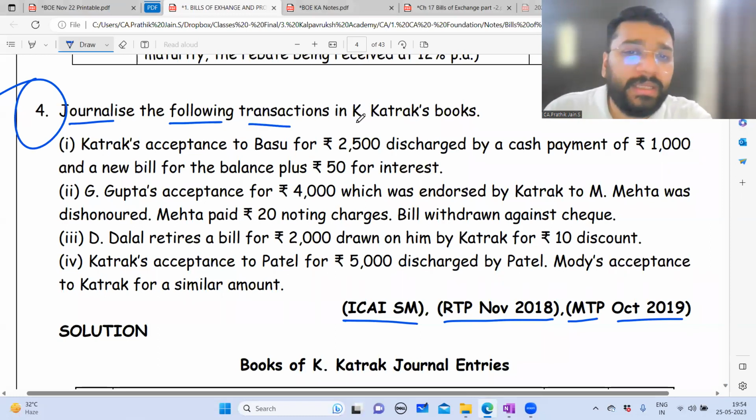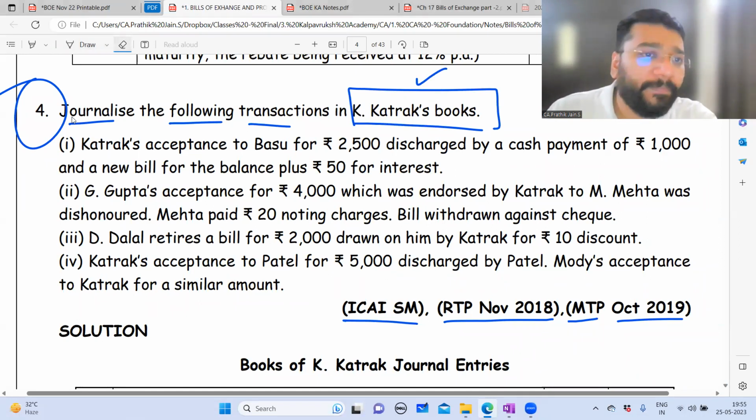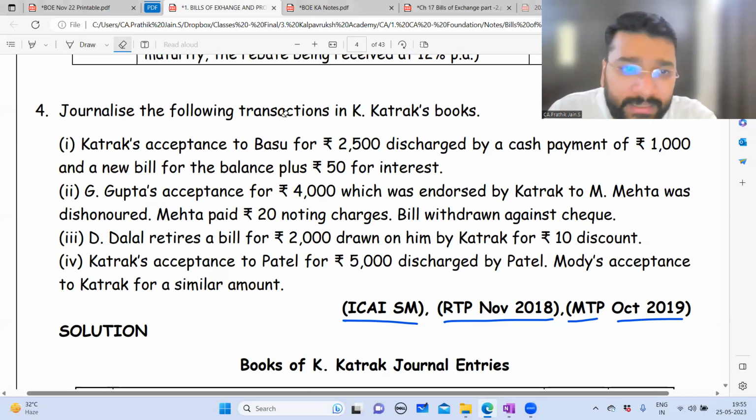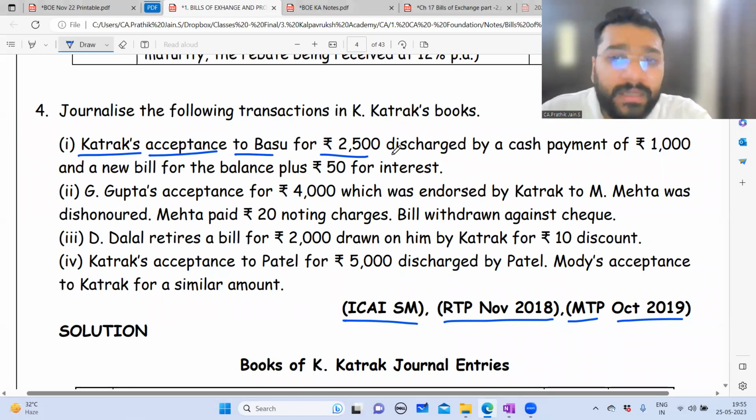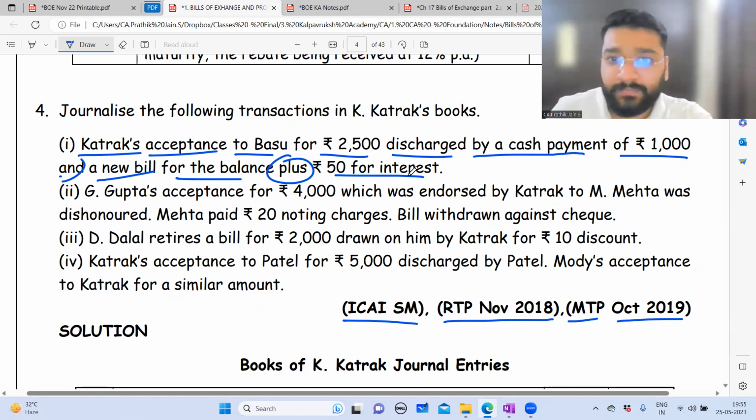Journalize the following transactions in Katrak's books. So, we are the accountant of Katrak. All 4 different scenarios are given, and we have to account from the point of view of Katrak. The first question, listen to me very, very carefully. It says Katrak's acceptance to Basu for 2,500 discharged by a cash payment of rupees 1,000 and a new bill for the balance plus 50 rupees interest. So my question to all of you, who is Katrak and who is Basu in this transaction?